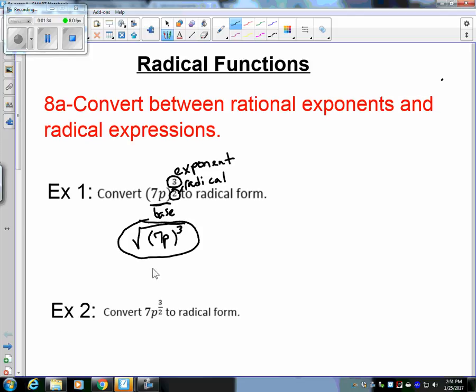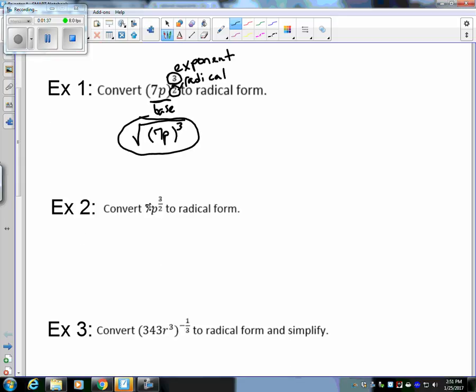Number 2, converting. It looks very, very similar, but now, instead of 7p all being raised to the 3 over 2, it's just 7 times p raised to the 3 over 2. So now only p is the base. That's the only thing getting raised to the 3 over 2. 7 is not. So 7 is going to stay on the outside. And what kind of radical is it? Hopefully you're saying a square root. The denominator is 2, so it's a square root. And then it's p to the third power. And that'll be it.